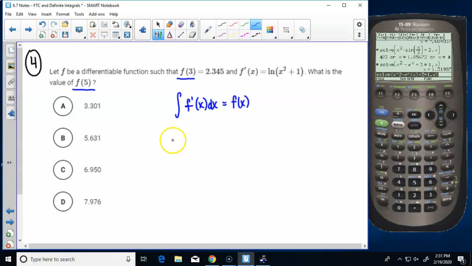So if I set this up, if I integrate f prime of x dx from 3 to 5, right? When I integrate f prime of x, it's just going to give me f of x. But with a definite integral, it's going to have to be evaluated from 3 to 5, which means I would need f of 5 minus f of 3.